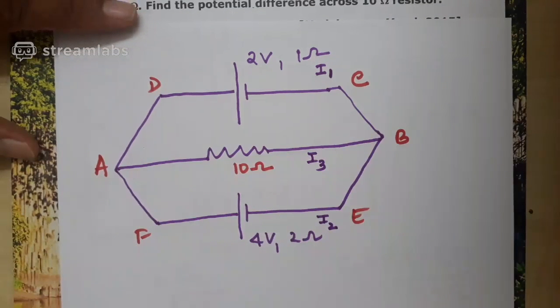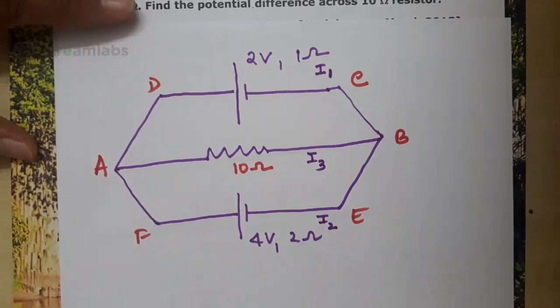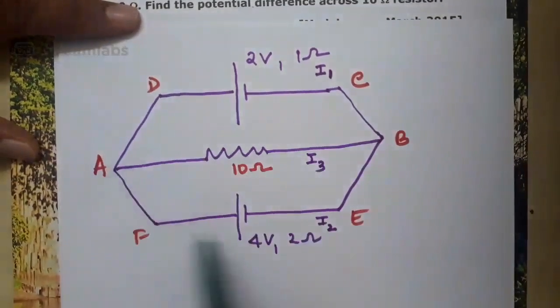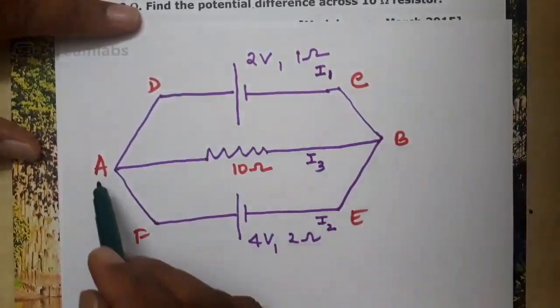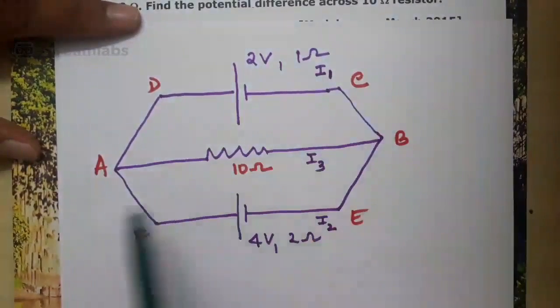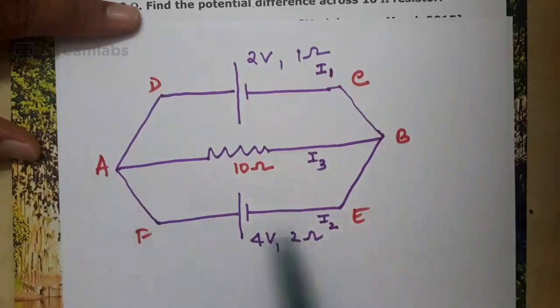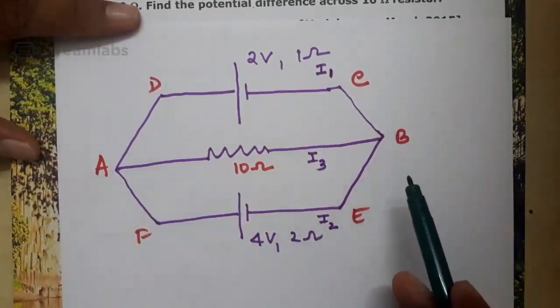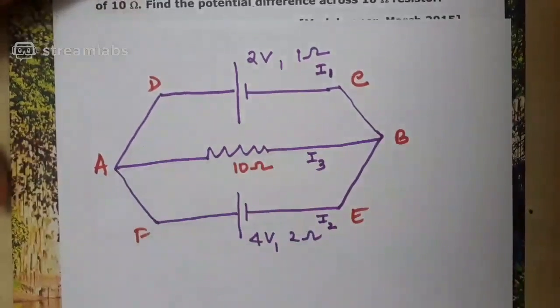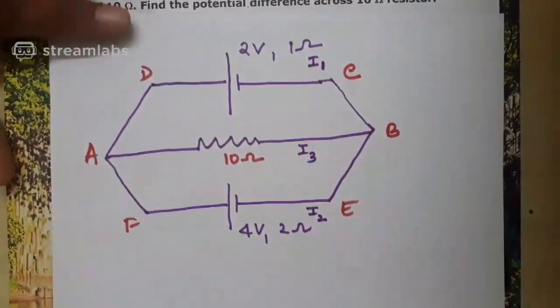Next question is, what is the direction of the current? You know the direction of the current can be selected arbitrarily. I1 can be directed from B to C, C to D, D to A. I2 can be directed from B to E, E to F, F to A. Or I1 can be directed from A to D, D to C, C to B, and I2 from A to F, F to E, E to B. Arbitrary direction can be selected. Even I3 can be directed from A to B or B to A. The rule is that you can select the direction arbitrarily.